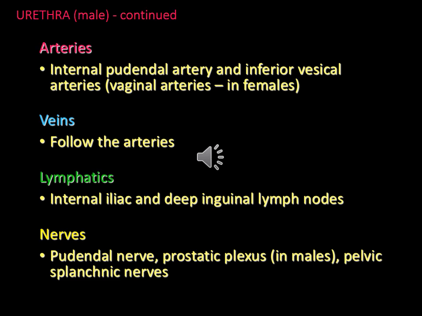And the pudendal nerve has to supply the urethra, and as we trace it up, the prostatic urethra and all, they will be supplied by the prostatic plexus in males, in addition to the pelvic splanchnic nerves.